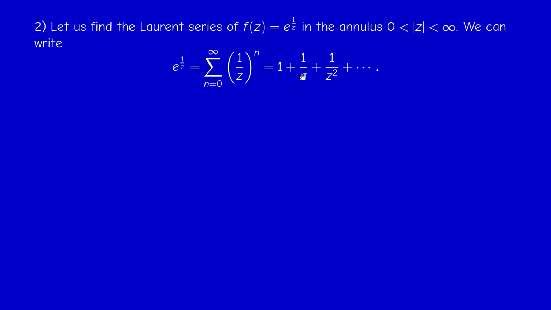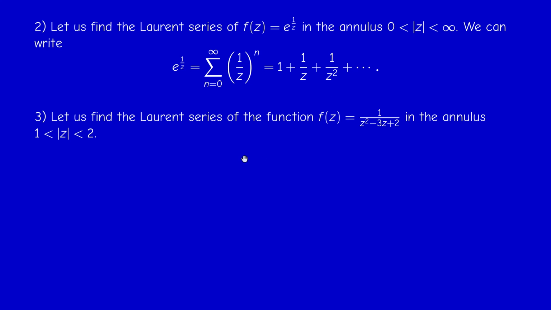And so we get 1 plus 1 over z plus 1 over 2z squared and then 1 over 6z cubed and so on. Excuse me, I missed the 1 over n factorial here. So 1 over n factorial is missing. So we see here, what is the singular part and where is the regular part? The regular part is just a constant, and all the rest of this series is singular.